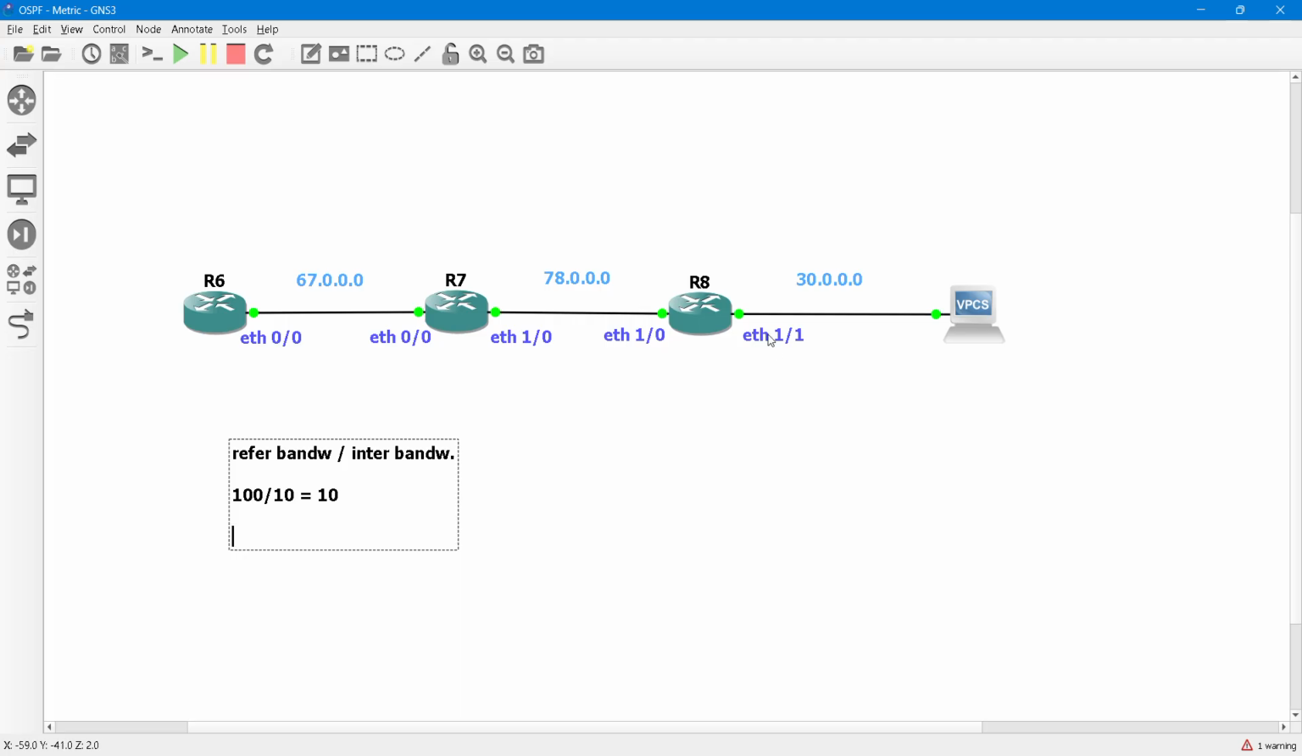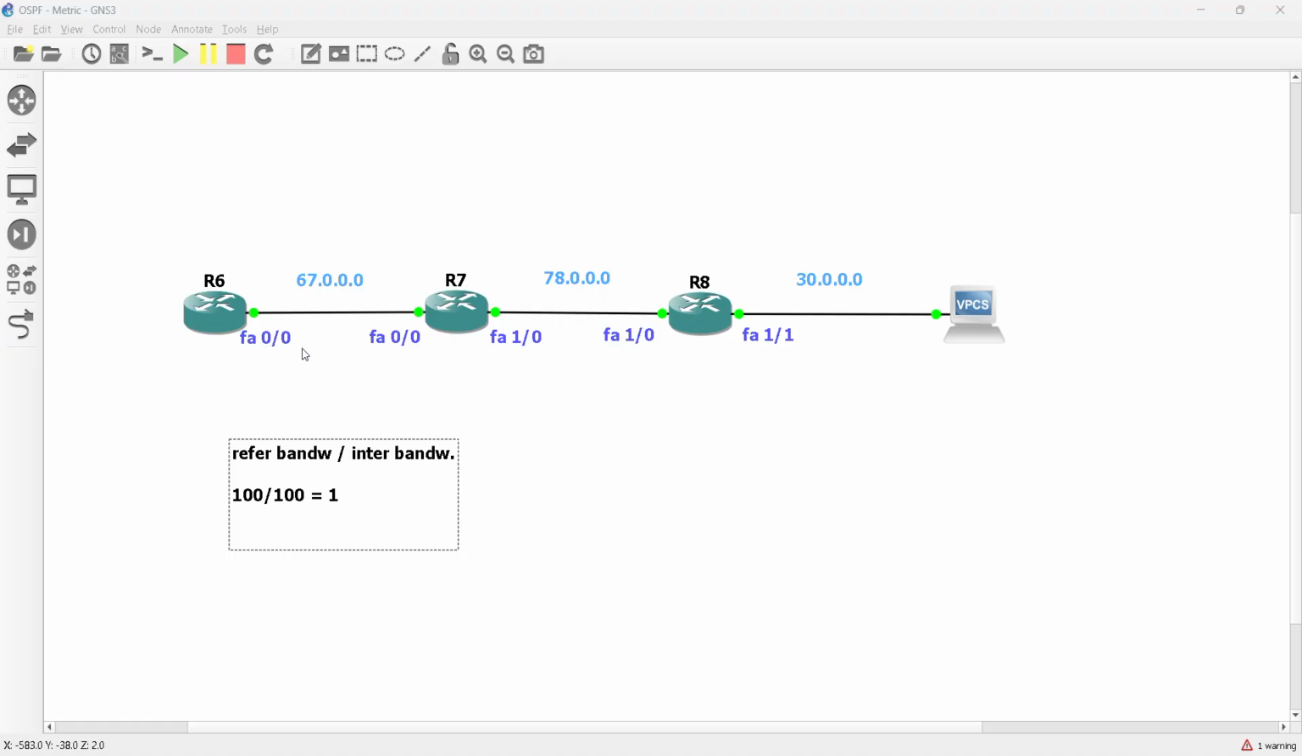But let's suppose instead of Ethernet we have this as Fast Ethernet, then the cost will be 10 plus 10 plus 10 plus 1, that is my 21 cost for PC3, right? Now let me take a different example.